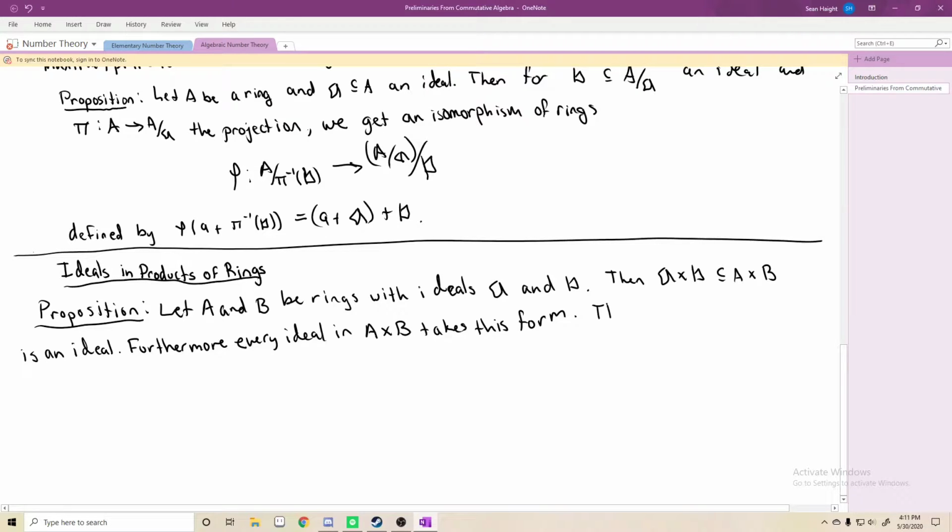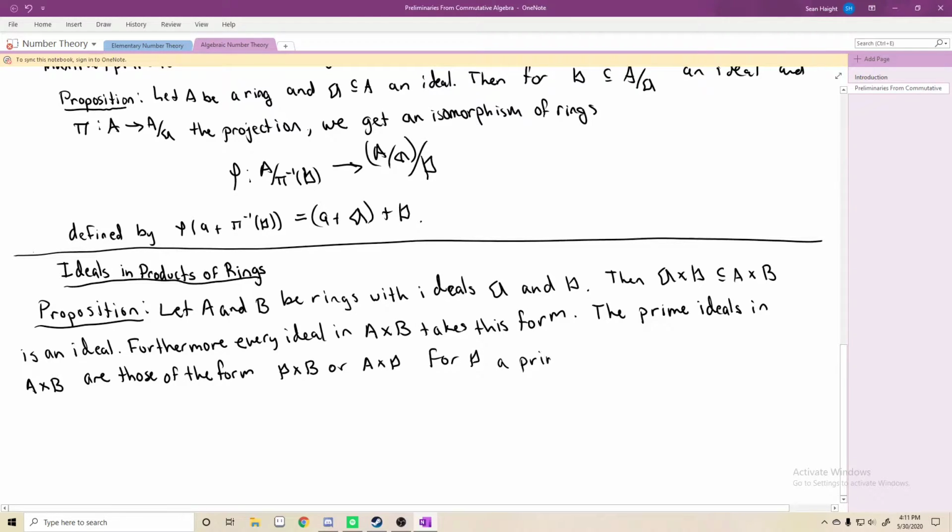And I can tell you exactly which ones are the prime ideals in the product. The prime ideals in A cross B are those of the form P cross B or A cross P, for P a prime ideal of A or B.